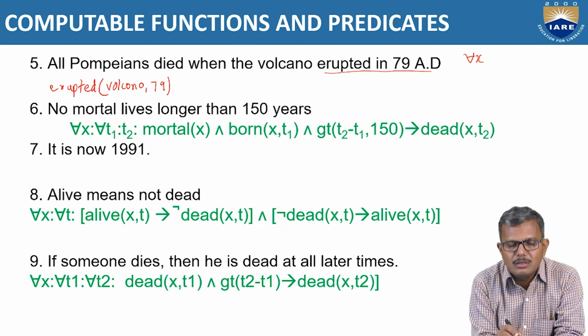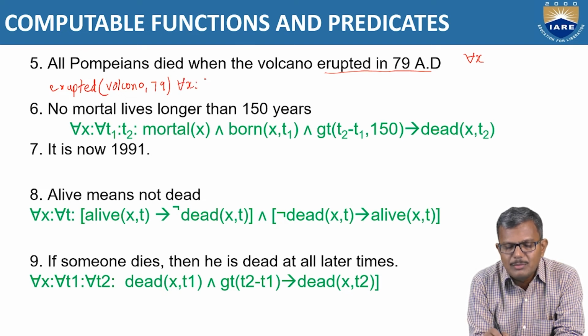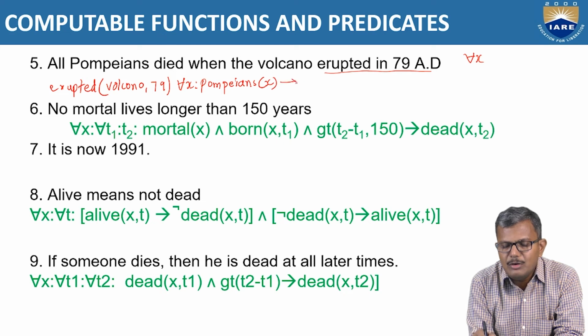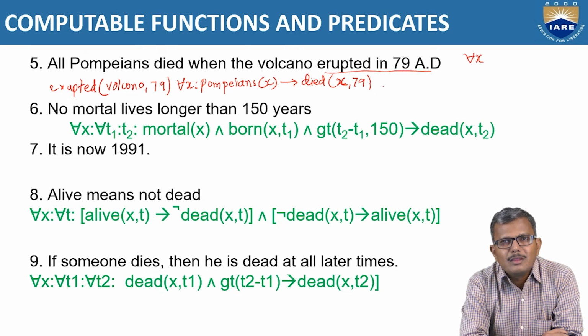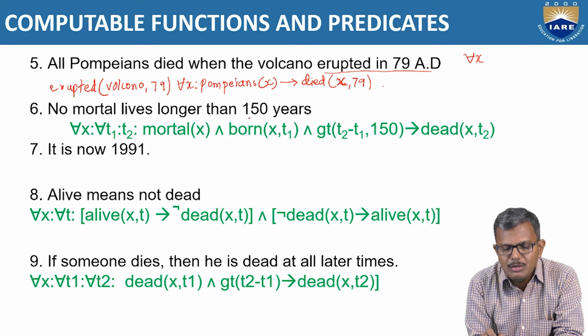That is one thing. The next thing is all Pompeians died. All Pompeians, the same representation. What happened? They have died. Who died? The Pompeians died. When did they die? In 79 AD. Okay, the same way we have done for the previous representations, in that same way we try to represent it here also.